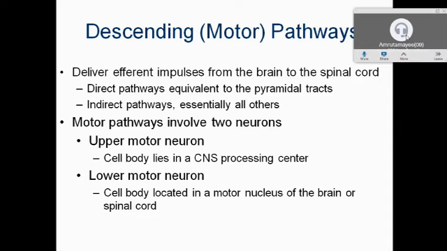Just the reverse of the ascending tract, which is meant for getting all the information from the surroundings or from the periphery of the body to the spinal cord. The reverse will happen here: the information, impulses or action potential will traverse from the central nervous system to the spinal cord, and from the spinal cord it will go to the skeletal muscle. So this delivers information from the CNS to the spinal cord, and these pathways are called the motor pathway.